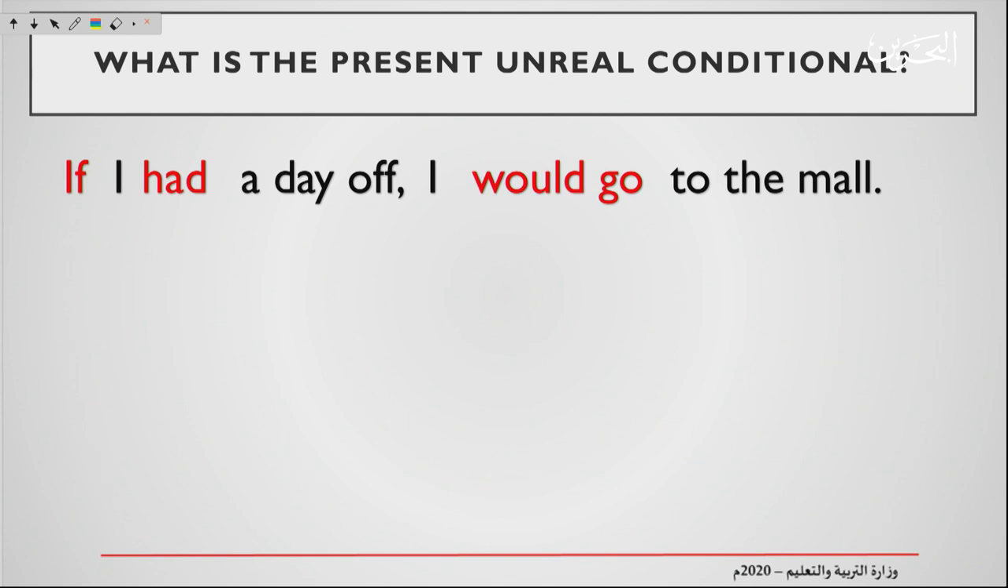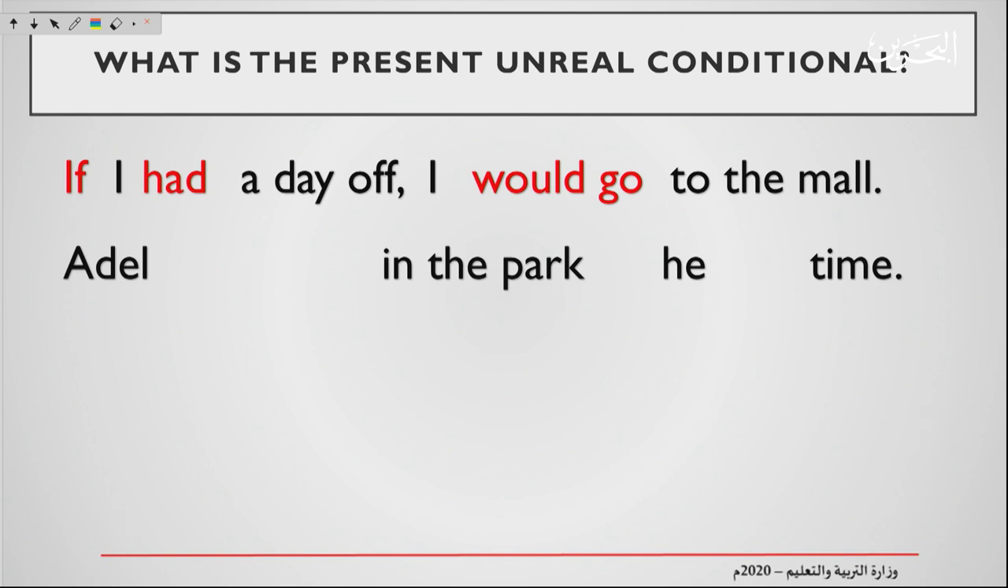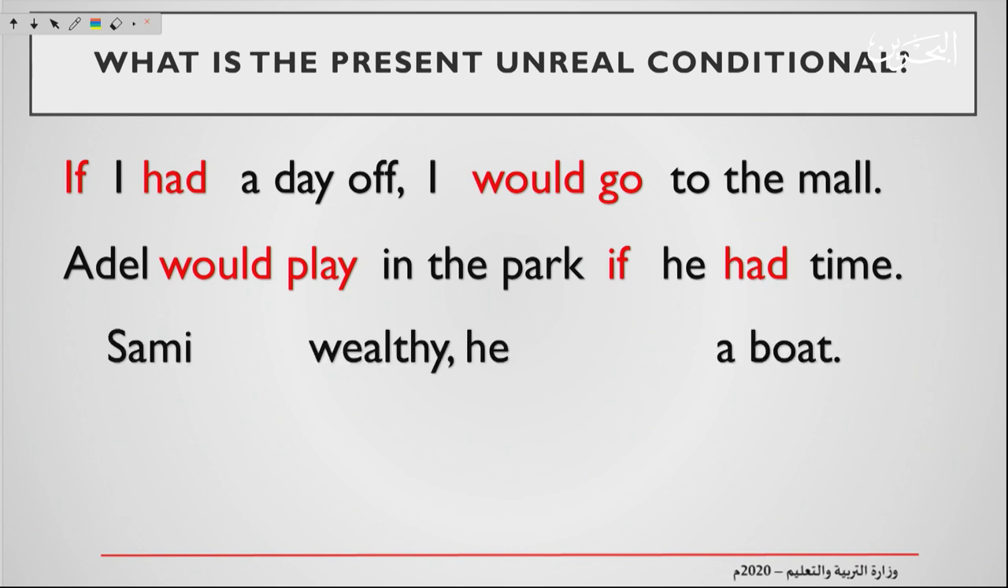Let me show you with another example. Adil, gap, in the park, gap, he, gap, time, full stop. I would like to use the present and real conditional. Look, Adil would play in the park if he had time. Let me show you with the third one. Sami, healthy, comma, he, comma, a boat, full stop. If Sami were healthy, comma, he might buy a boat.